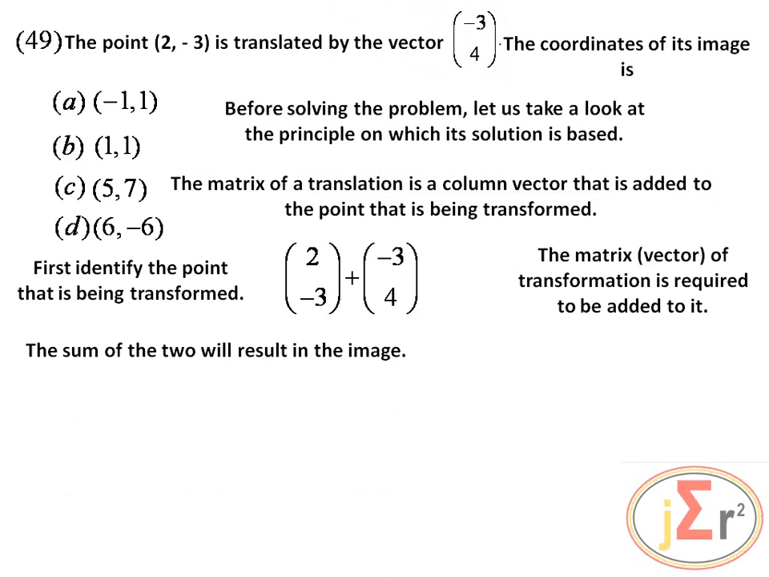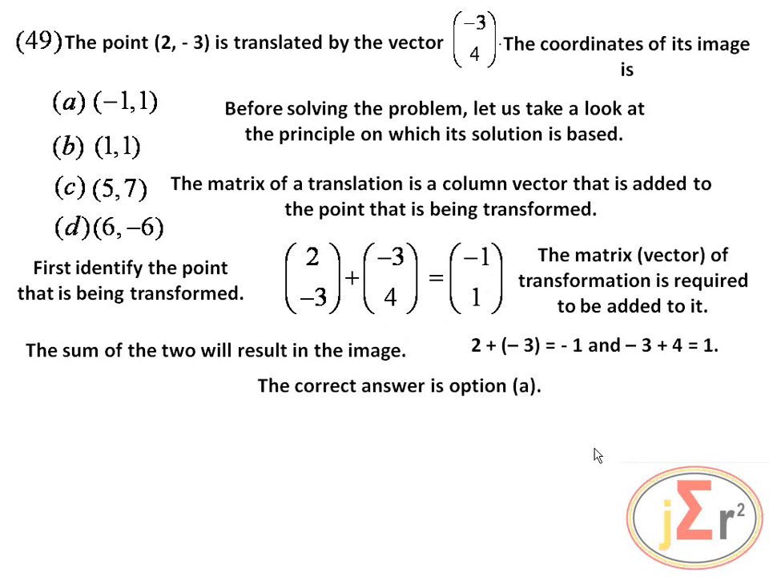And what is the image? How do we find that? We say 2 plus -3 is equal to -1, and -3 plus 4 is equal to 1. So we have -1 first and 1 second. So (-1, 1). The correct answer is option A. That's all there is to it.